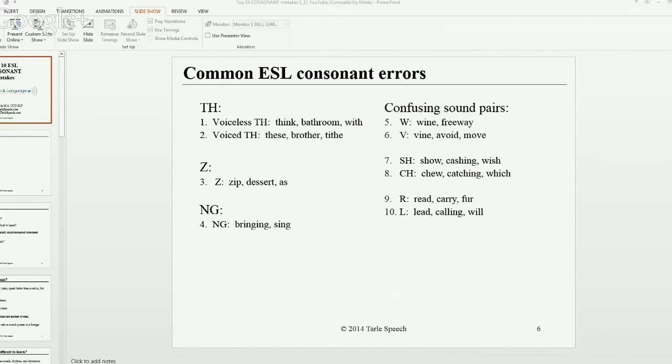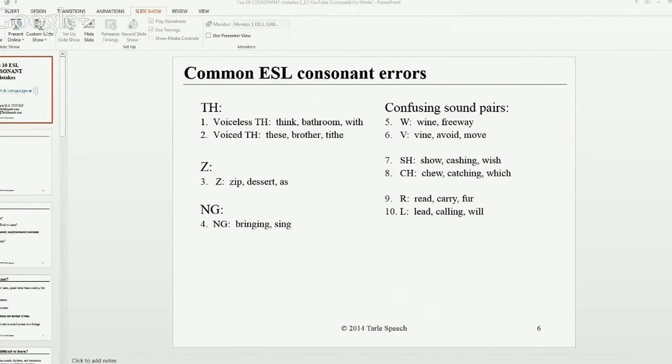The second biggest mistake that I see is the Z sound. I think a lot of this has to do with English spells the Z sound in different ways. They might use the letter S. In many languages, the Z sound doesn't exist, or it's made in a slightly different way.